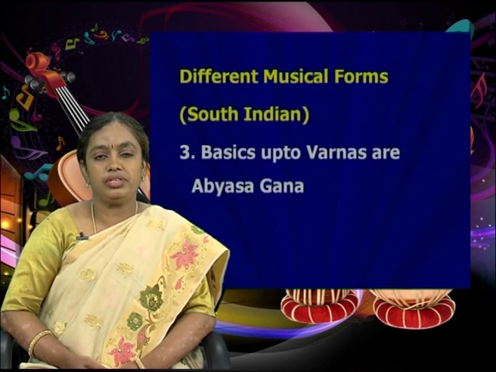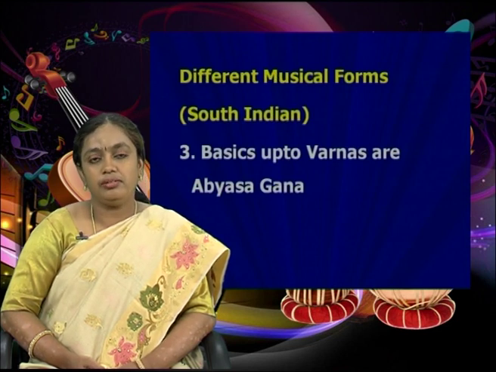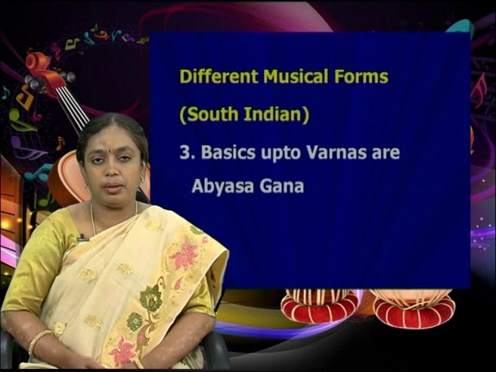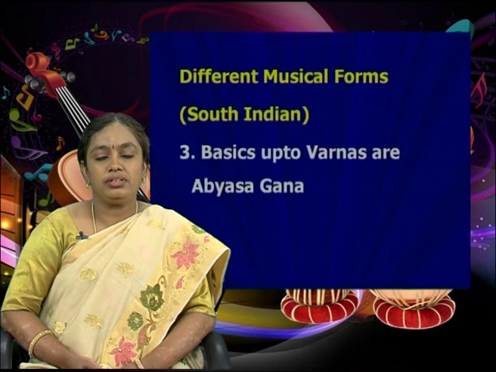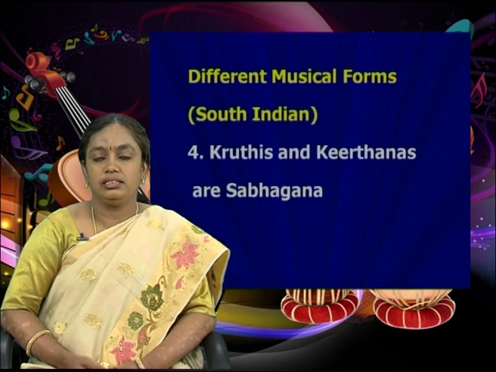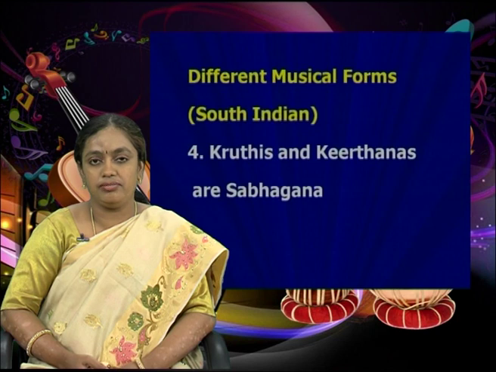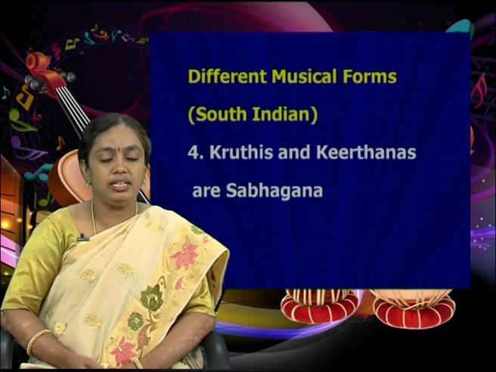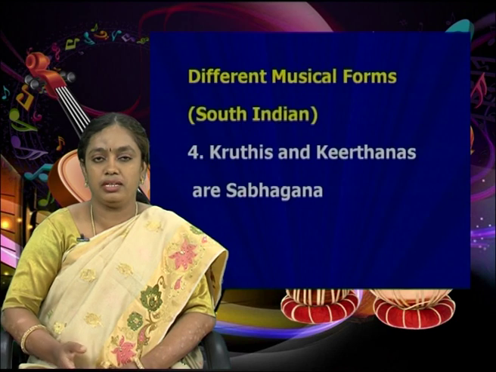And going to the next point, swarajatis, swara pallavis, varnas. What I mean to say is, from sarali swaras to varnas, these are all the chapters of Abhyasagana. And after the varnas, we see the section of kirtanas and kritis. These kirtanas and kritis are the higher forms of South Indian Carnatic music. That is, after the varnas, the Abhyasagana will be finished and the students will enter into the chapter of kritis and kirtanas. These kritis and kirtanas have pallavi, anupallavi and charanas, and many more points you will know in the next section.